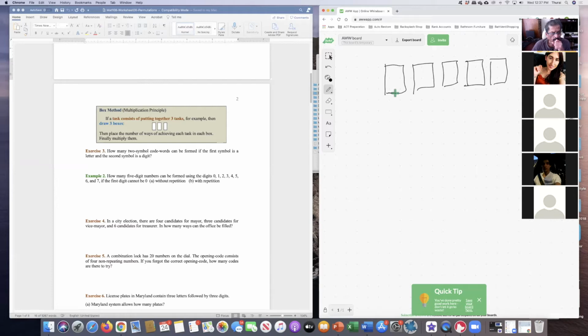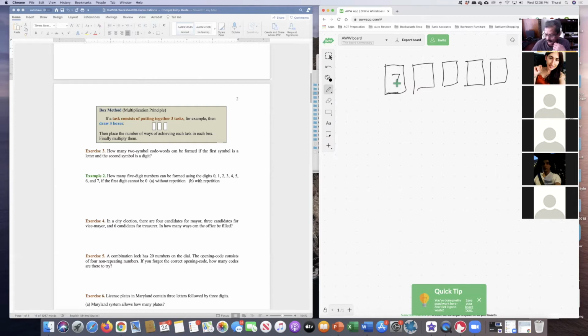1 to 7. So the count is what I need. The count of how many different ways are there to do this first box? 7, right. Because 0 is not allowed. Altogether, there are 8 digits, 0 through 7 would be 8 digits. 0 is not allowed in the first box. So therefore, 7 ways are there.